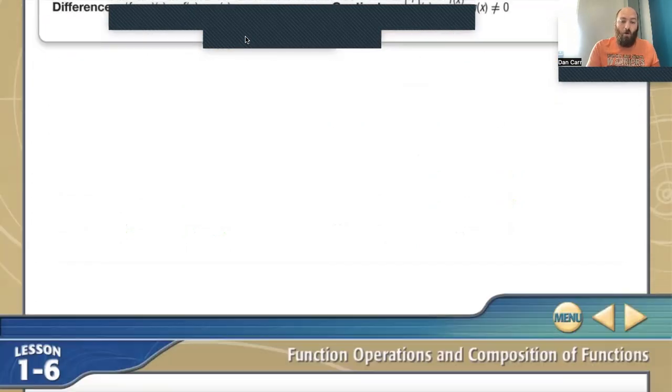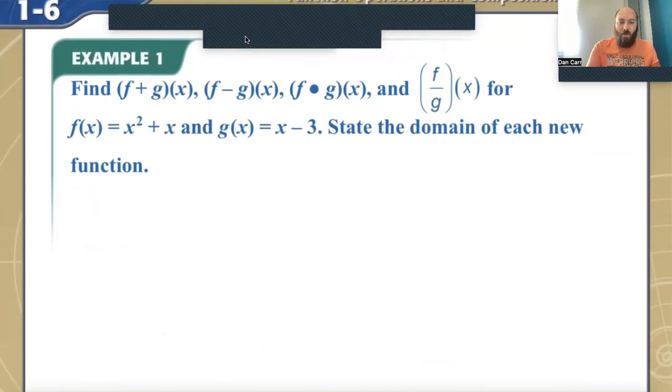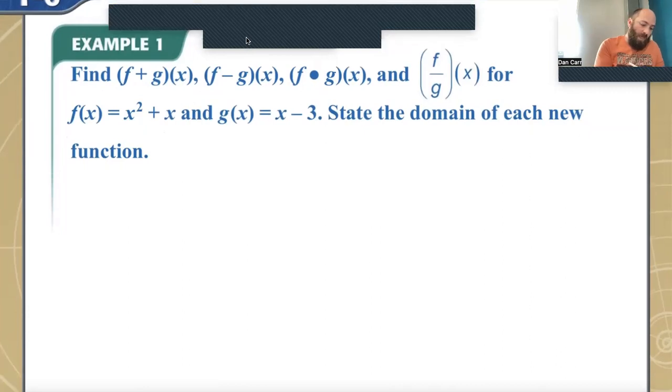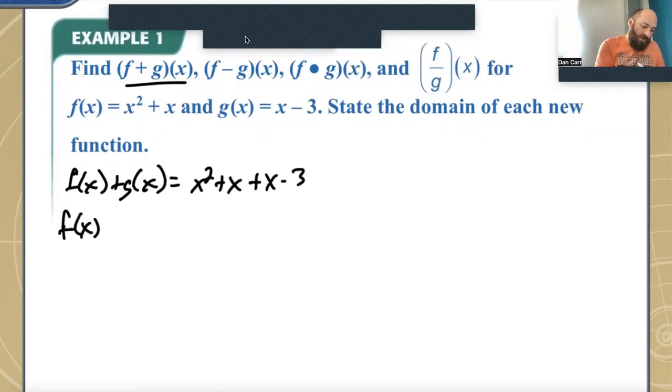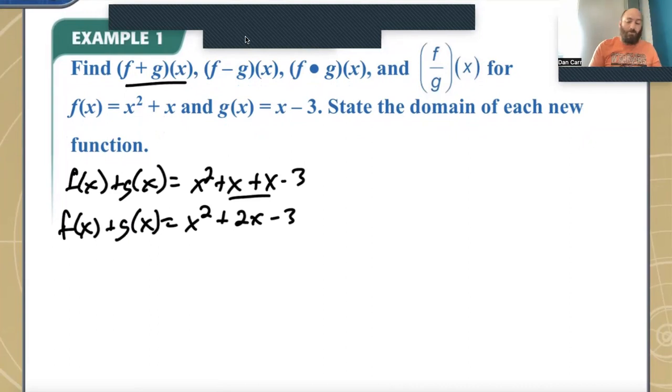Okay. So find each of these for the two functions f of x equals x squared plus x and g of x equals x minus 3. State the domain of each new function. So we'll start with this one first. We've got f plus g of x. So we're going to do f of x plus g of x, which is going to look like x squared plus x plus x minus 3. So f of x plus g of x, we just have these two to combine like terms. We get x squared plus 2x minus 3.